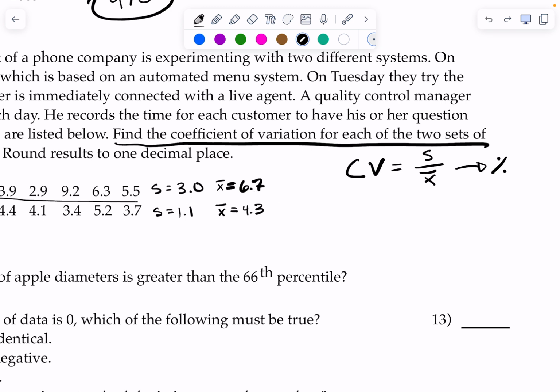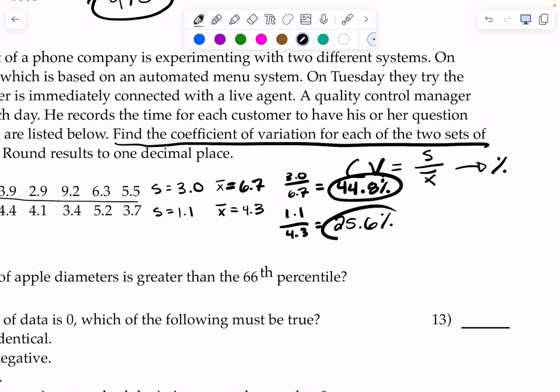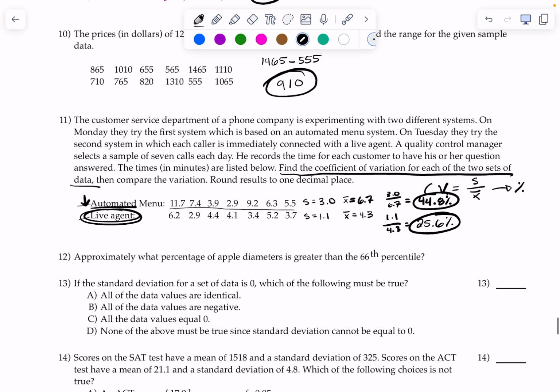So we take those numbers and divide. This one we take 3.0 and divide by 6.7. Here we take 1.1 and divide by 4.3. And then take it up to 100? Yeah, just convert it to a percent. Top one's 44.8%. That's how much it varies. What's the bottom one? 25.6%. That's the opposite of what I thought it would be.